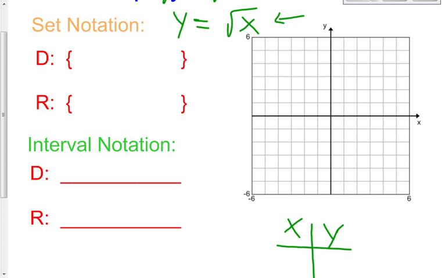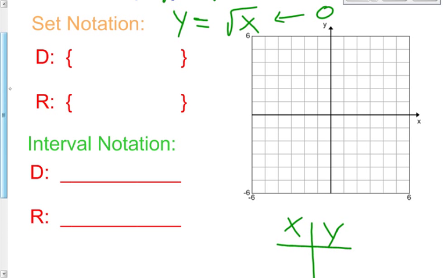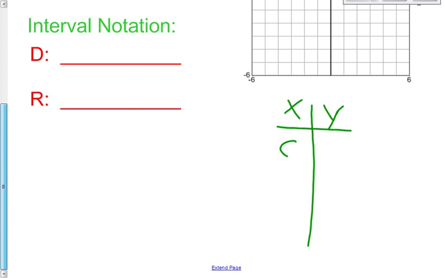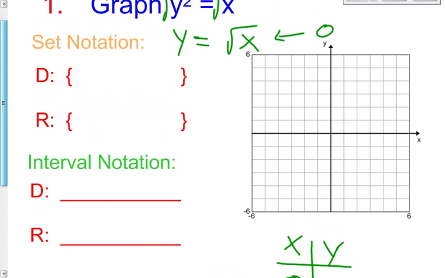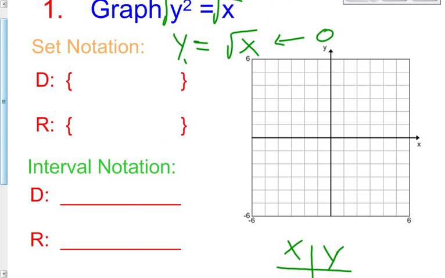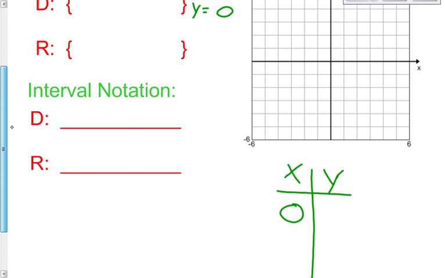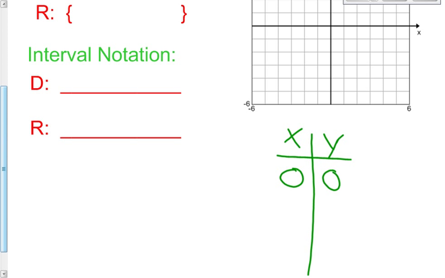However, if I put in, just for convenience, we'll start off with 0. What is the square root of 0? Well, 0 times 0 is 0, so the square root of 0 is 0. So if I put in a 0 for x, what y value do I get? y would then equal the square root of 0, which would then be y equals 0. So when x is 0, y is 0.